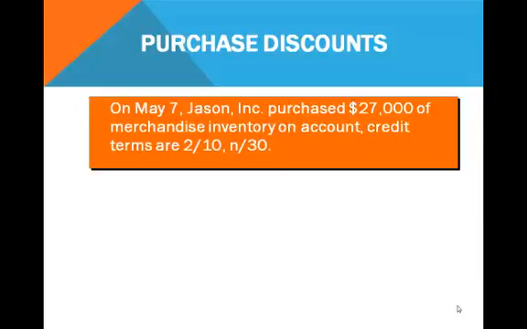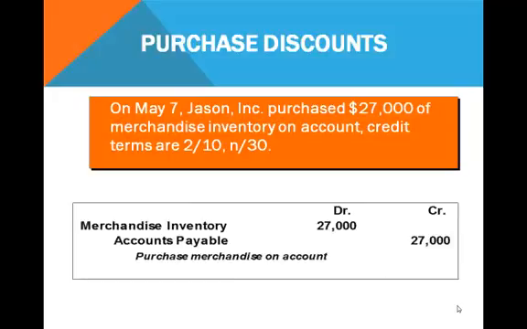On May 7th, Jason Incorporated purchased $27,000 of merchandise on account. In this entry, we debit merchandise inventory, remember that's an asset account, and we credit accounts payable for $27,000. What kind of account is accounts payable? That's right, it's a liability account. So we've debited an asset and we've credited a liability. We're going to pay for this liability a bit later.